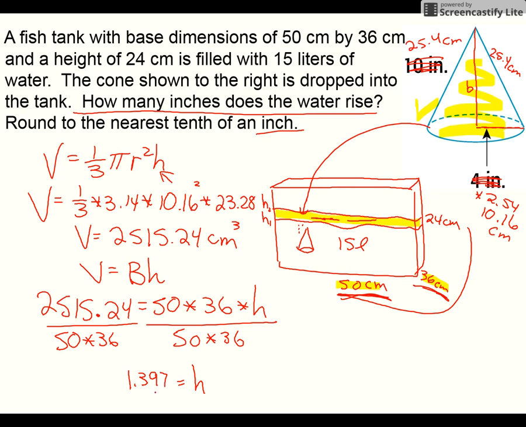And that's in centimeters. So if I want to convert that to inches, which I think it asked for, to the nearest tenth of an inch, we convert that by dividing by 2.54 centimeters in an inch. And that should give us 0.55, or approximately 0.6 inches is how much it goes up.